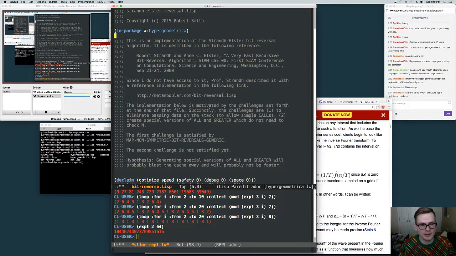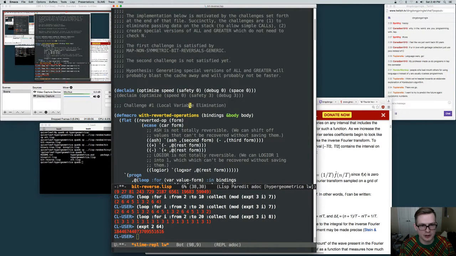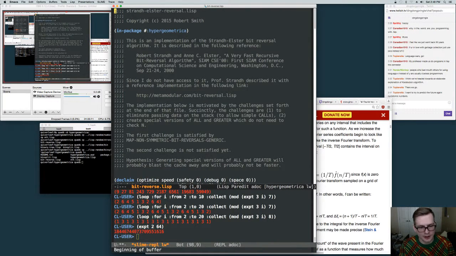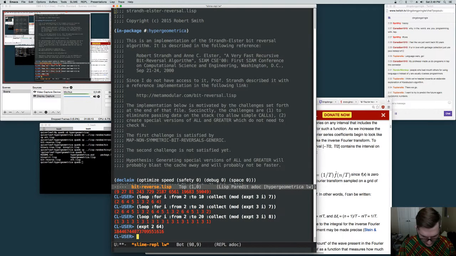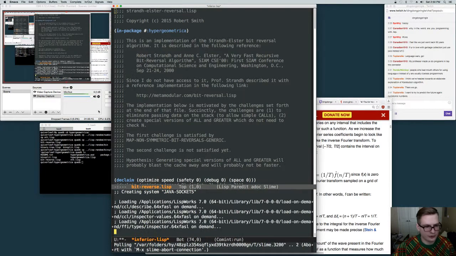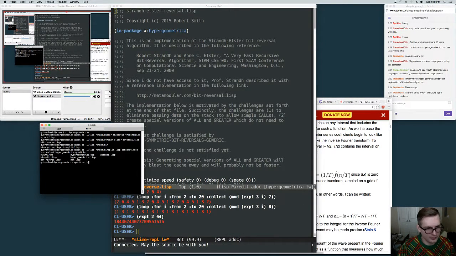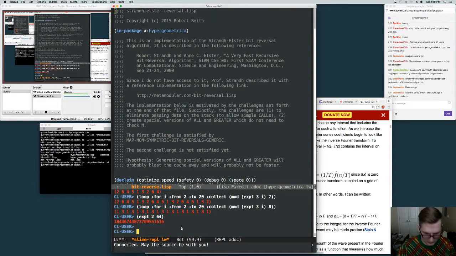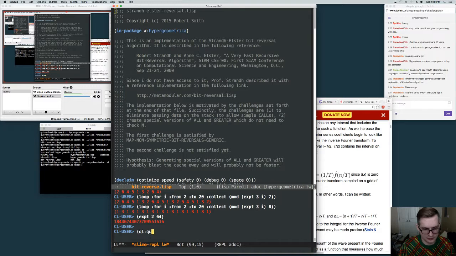Go in package Hypergeometrica. I'll keep this stuff here. And let's try loading it. So restart. Let's remove our system index and do a quick load.